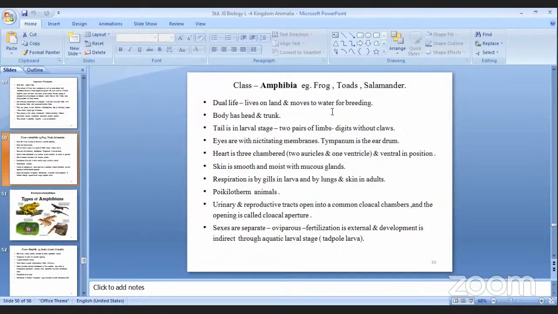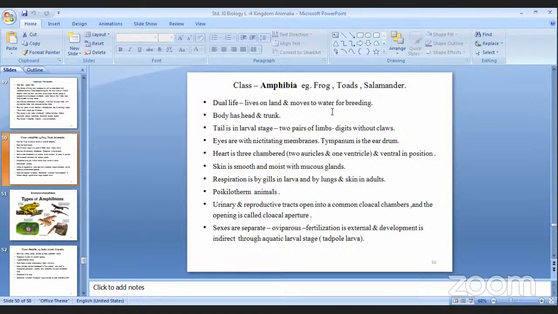Then heart is 3 chambered. See the evolutionary change now. From 2 chambered, it has come to 3 chambered now. Okay, so 2 auricles and 1 ventricle is present, and this heart is ventral in position. Skin is smooth and moist with mucous glands.